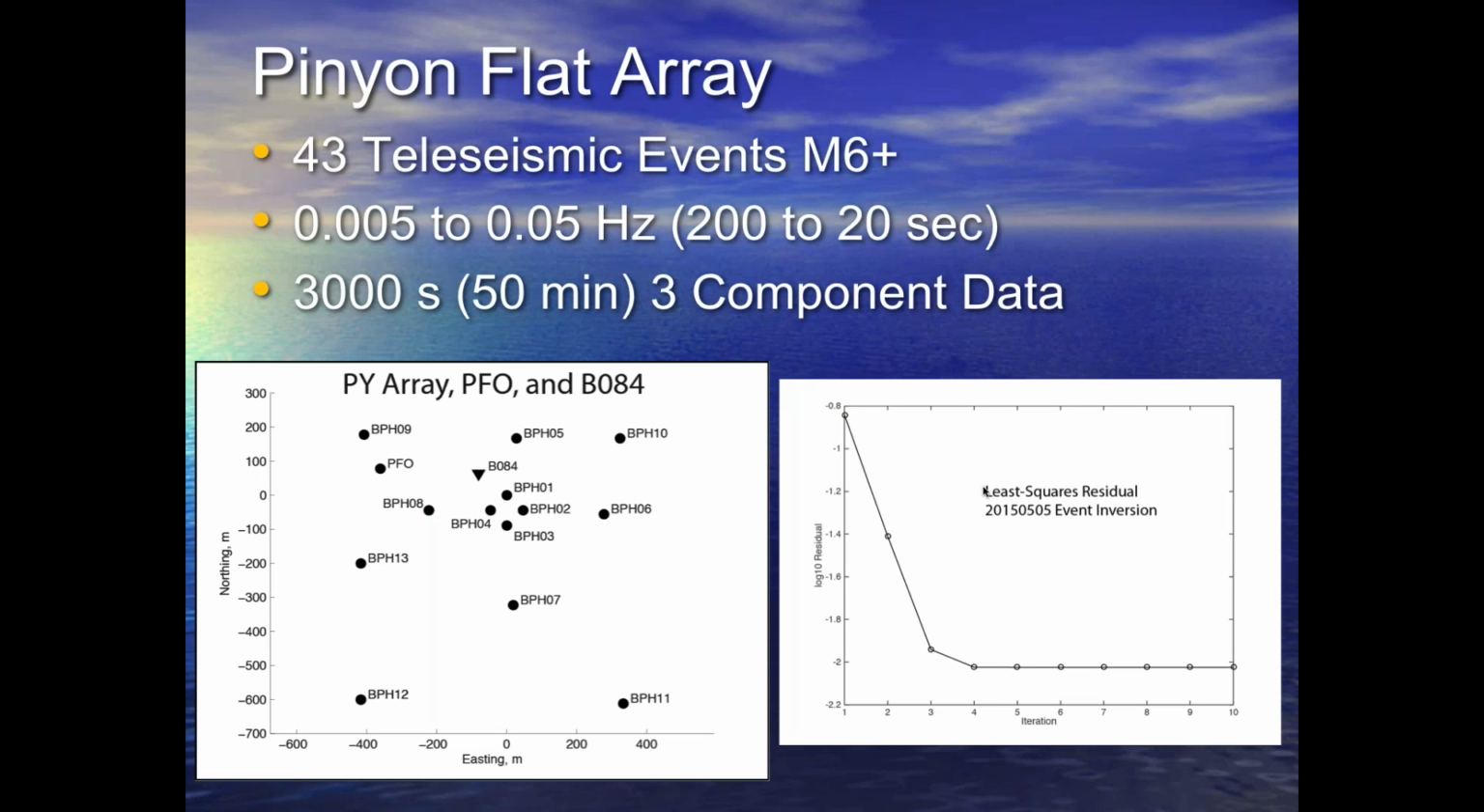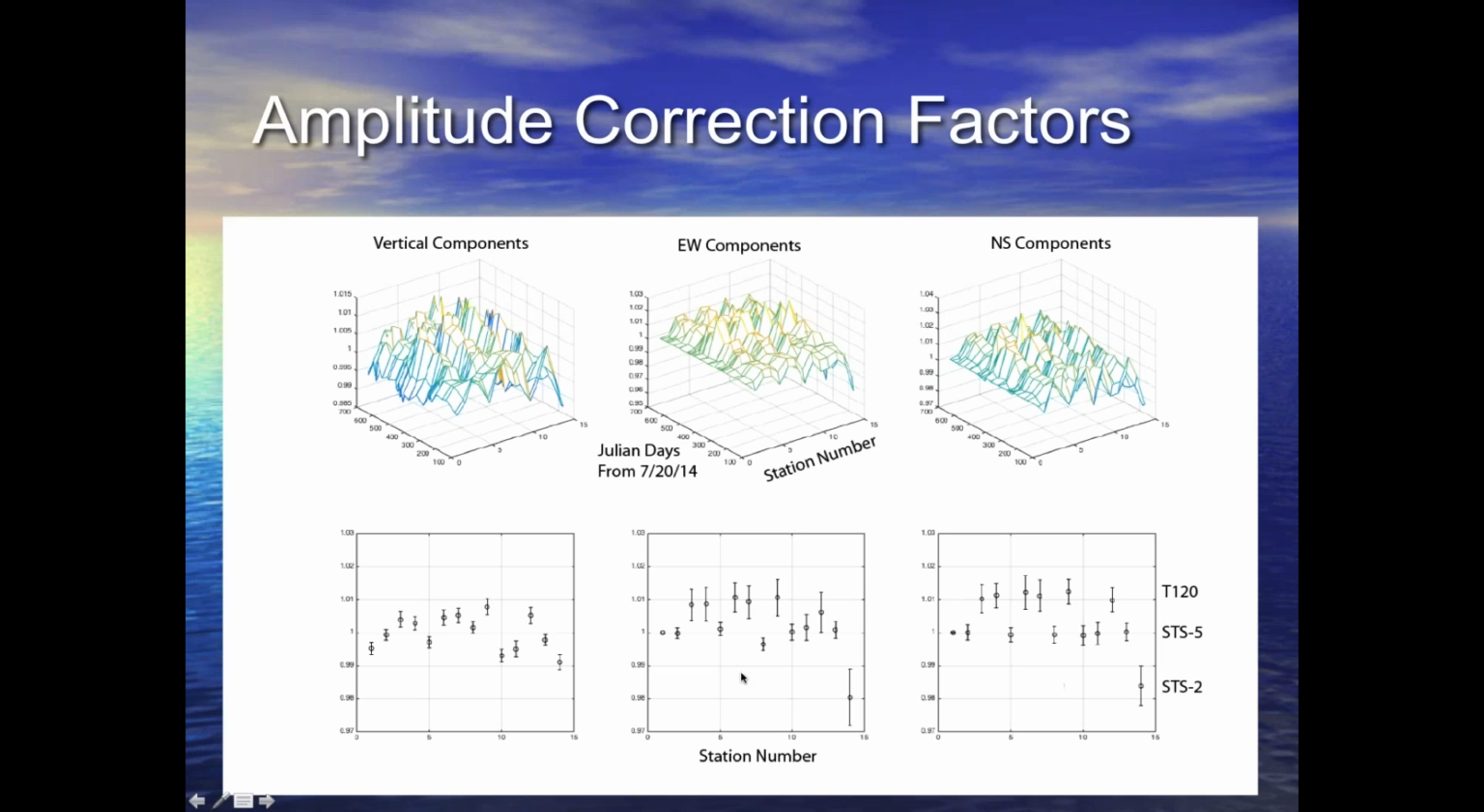Well, here's the result for the Pinyon Flat array. Here's the array again, all the circles in the broadband, and basically the least squares residual for these horizontal component inversion drops by over an order of magnitude and gives you this kind of result.